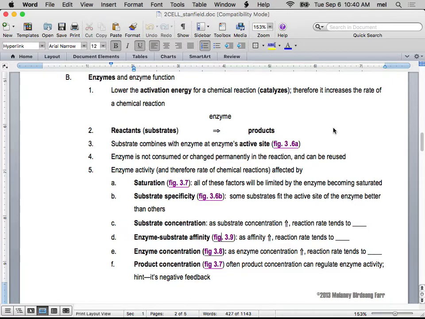I have no idea what I just said. Substrate specificity holds the enzyme constant and varies the substrate. Okay? And any good scientist knows that you only vary one variable at a time, right? Enzyme substrate affinity holds the substrate constant and varies the enzyme. So if you notice, the thing that varies is in the title of each one. Do you see that?